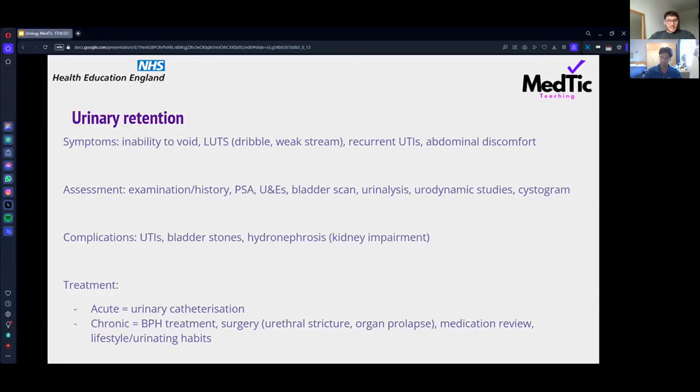It just treats it. So obviously thinking about treatments for the causes, so benign prostatic hyperplasia treatments, different surgeries for organ prolapse, urethral strictures, reviewing medications, and then different lifestyles and urinary habits. So you can do certain exercises to start training the bladder.